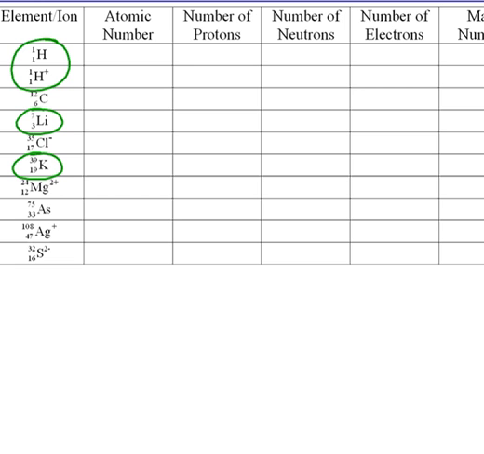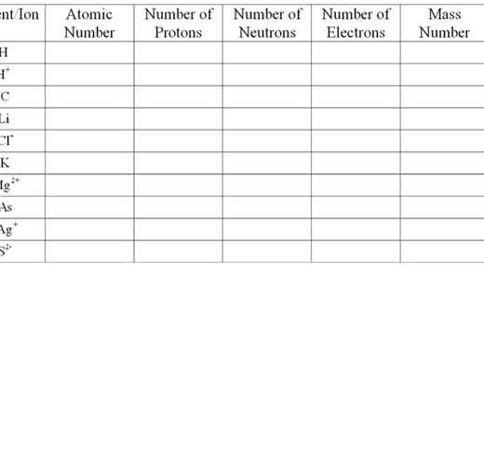I want the atomic number, the number of protons, the number of neutrons, the number of electrons. And lastly, I want the mass number. It'll be up on the website so you can just fill in the table if you want to. If you have any questions, write a comment below or ask me in class.